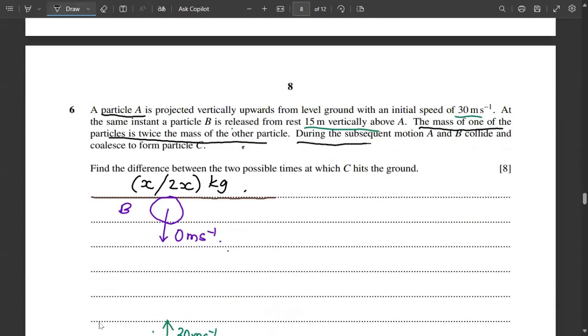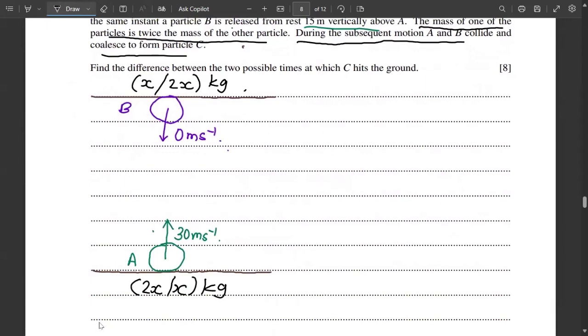During the subsequent motion, A and B collide and coalesce to form a particle C. Okay.